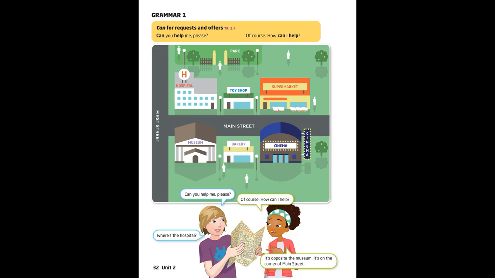Track 2.4. Grammar 1. Can for requests and offers. Can you help me, please? Of course. How can I help?